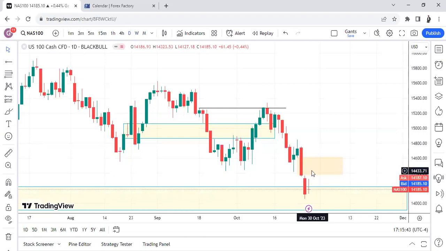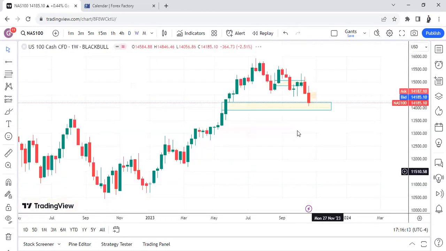Higher, and let this volume imbalance be a resistance zone for price to go lower. That's what I'm looking at. Let's see if it has willingness to close below this BC. If it closes below this BC, then we'll be really bearish.